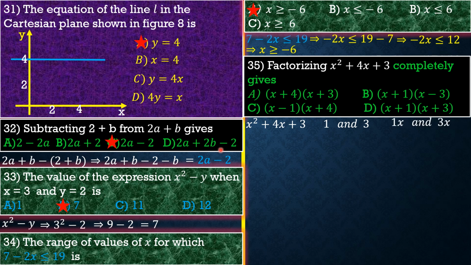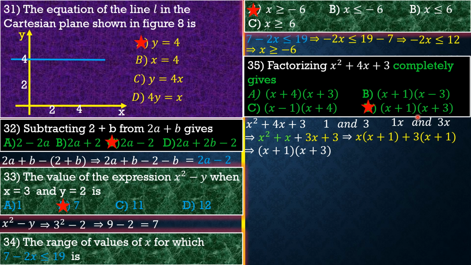Since 1x plus 3x is 4x, we are going to replace 4x with 1x plus 3x. If we do that, we are going to have x squared plus x plus 3x plus 3. Grouping the terms into two and factoring out, we are going to have x into x plus 1 plus 3 into x plus 1. Combining it further, friends, we are therefore going to have an answer of x plus 1 into x plus 3. Great. So guys, option D is the best option.